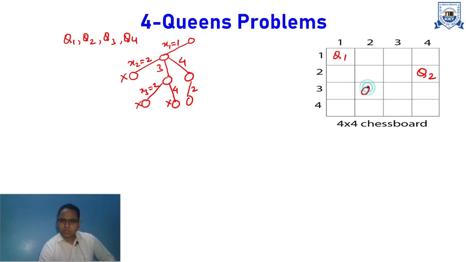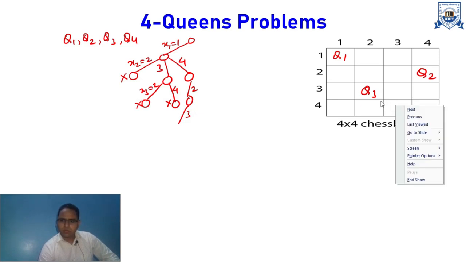Yes, we can place, because it is neither in the same row nor column nor diagonal. Okay, this condition is satisfied. Now after placing queen 3 in the second column, can we place queen 4? Where can we place queen 4? The only column left is the third, right? So let's place queen 4 here.